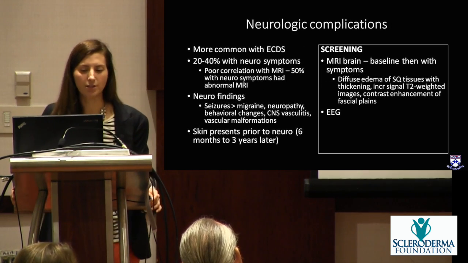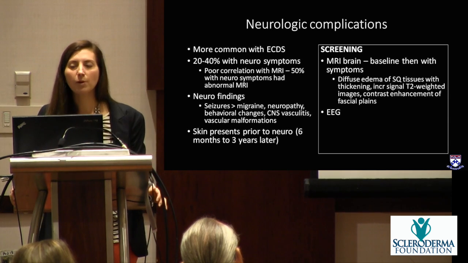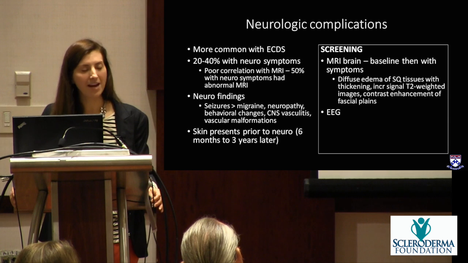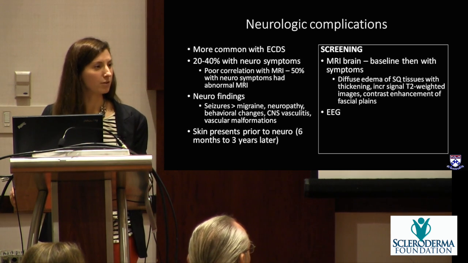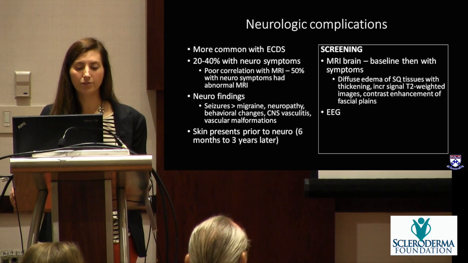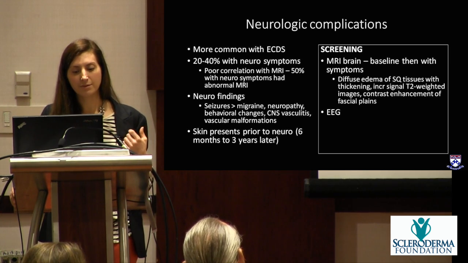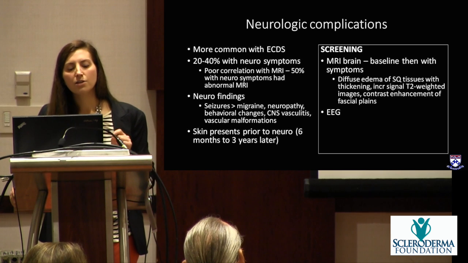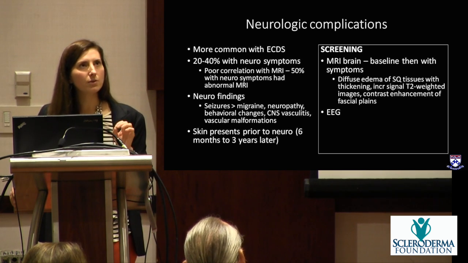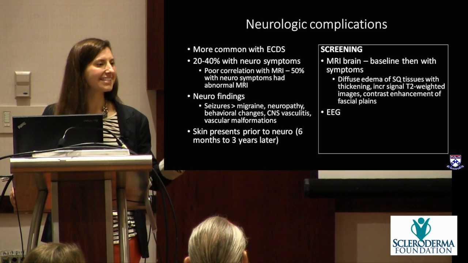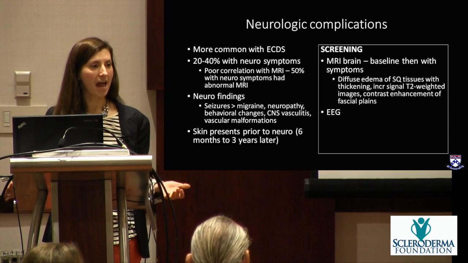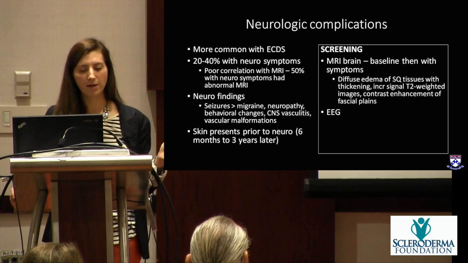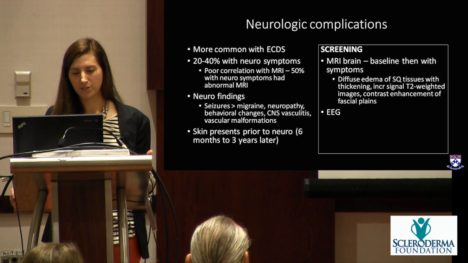What about neurologic complications? This is more common within en coup de sabre. About 20 to 40% of morphea patients can have neurologic symptoms. Most commonly seizures, migraines, and neuropathy, so either tingling or pain. You can have behavioral changes, central nervous system vasculitis, or vascular malformations. One positive aspect is that the skin typically presents before the neurologic symptoms. On average, studies say it occurs 6 months to 3 years after the skin presents itself.